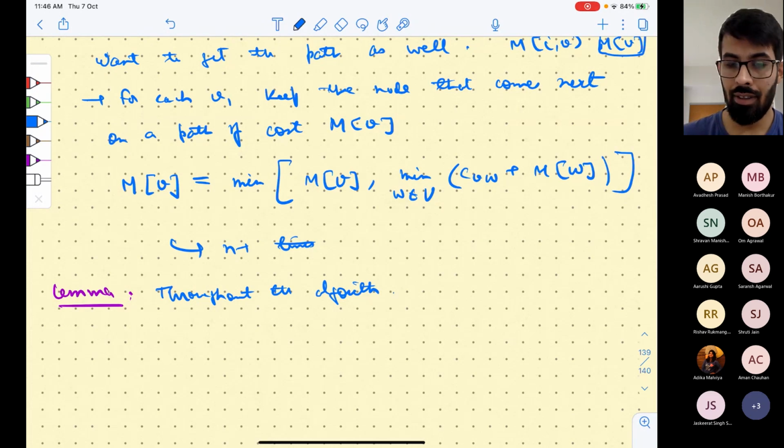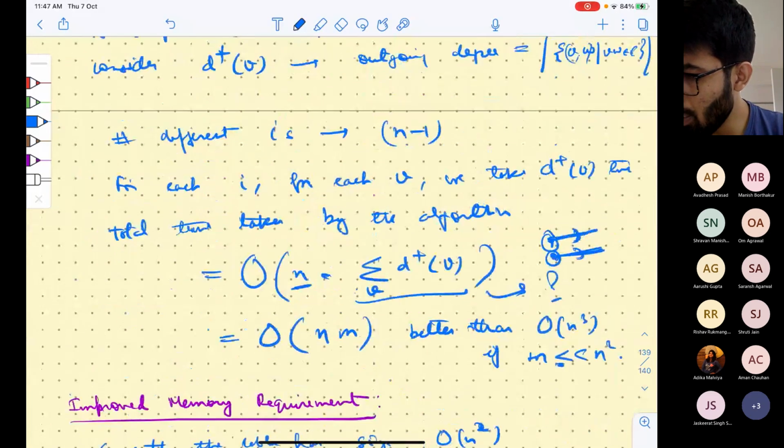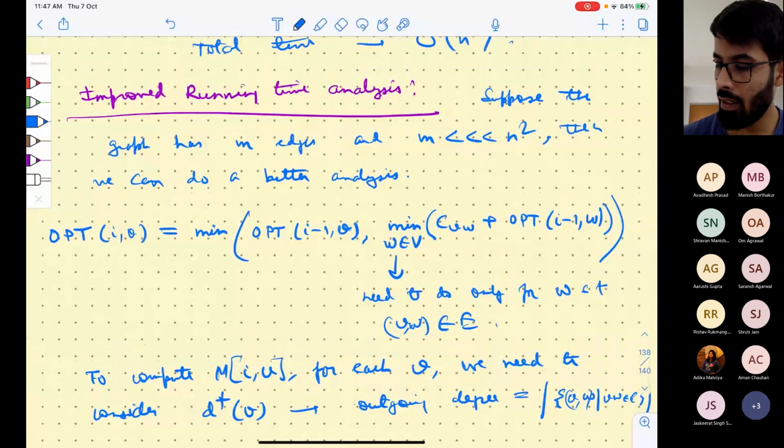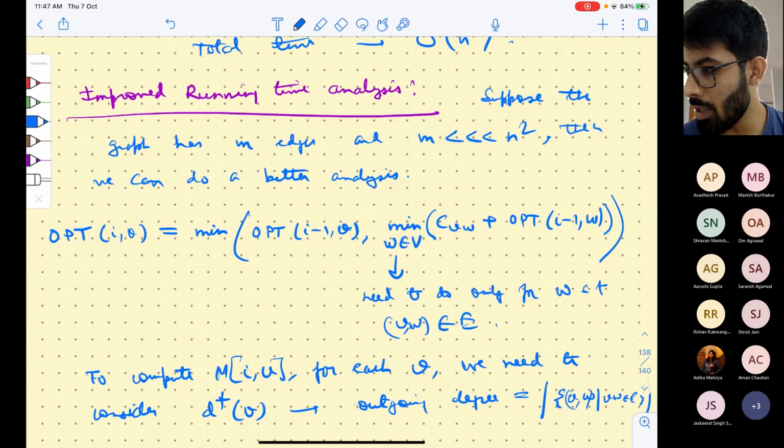Sir, in the above recurrence, in the old recurrence, can you scroll up a little? Yes. Sir, here OPT(i, v) is equal to the minimum of OPT(i-1, v), and the minimum of c(v,w) plus OPT(i-1, w). Sir, I'm saying if we have updated M[v], that means it will change to OPT(i, v) is equal to the minimum of OPT(i-1, v), but then the minimum of c(v,w) plus OPT(i, w), because we could have changed maybe w at some point.